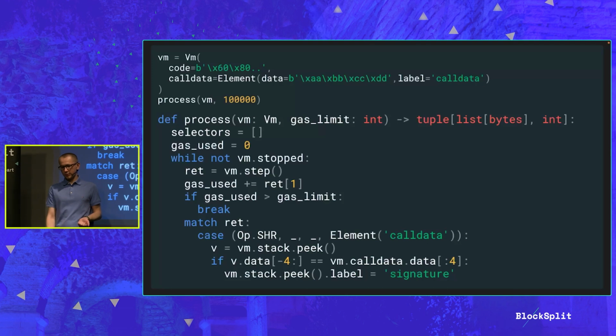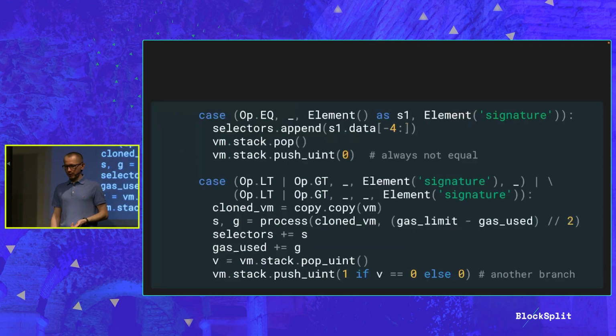And then, for example, if we shift right something with the label call data, and the result of this shift is equal to the first 4 bytes of the call data, then we put the label signature to the result. And after that, if we execute the equal opcode on some element with the label signature, then probably we found a selector, a function selector, so we need to append it to the final result.